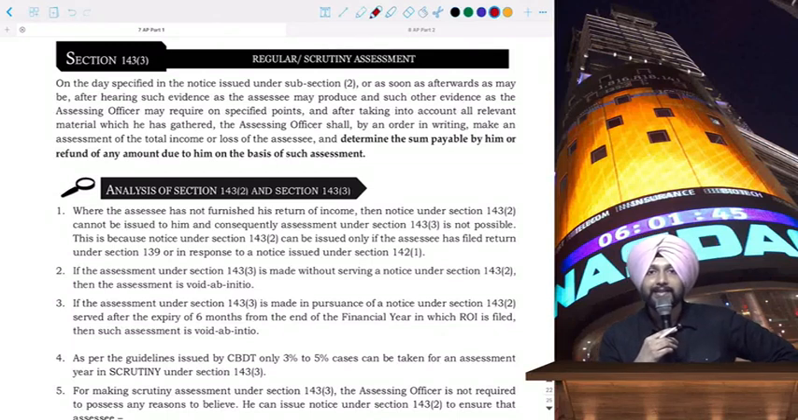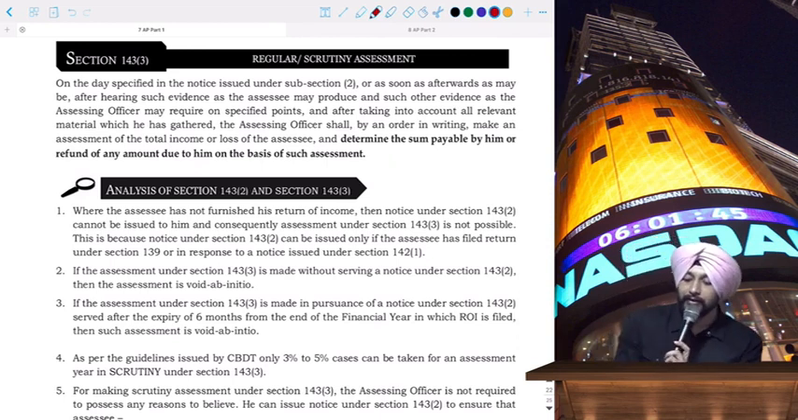Okay. Next is section 143.3, which talks about regular or scrutiny assessment. On the day specified in the notice issued under subsection 2 or as soon afterwards as may be, after hearing such evidence as the assessee may produce and such other evidence as the assessing officer may require on specified points, and after taking into account all the relevant material which he has gathered, the assessing officer shall, by an order in writing, make an assessment of the total income or loss of the assessee and determine the sum payable by him or refund of any amount due to him on the basis of the assessment.